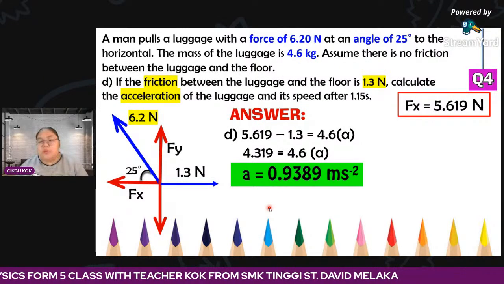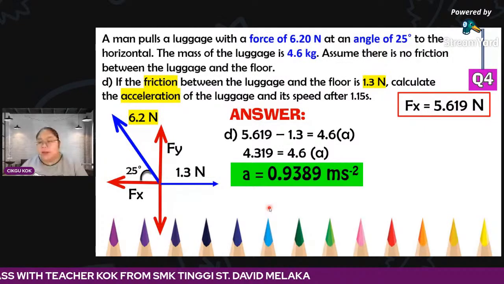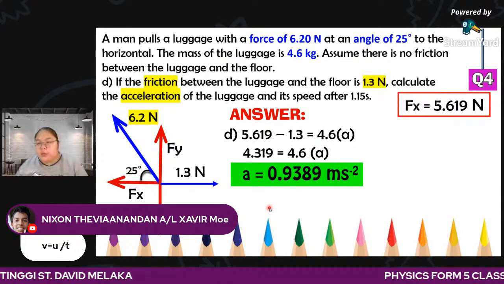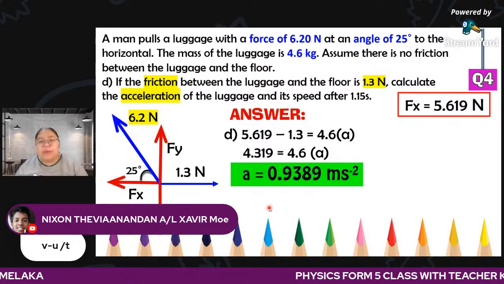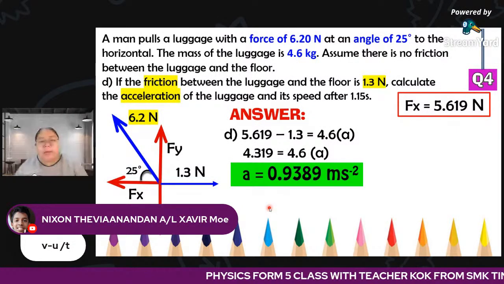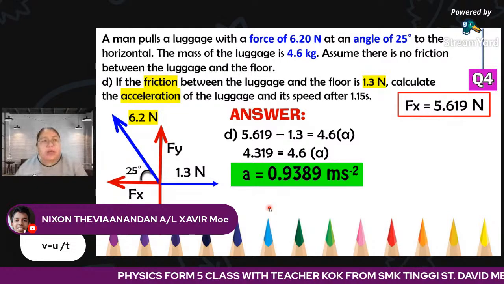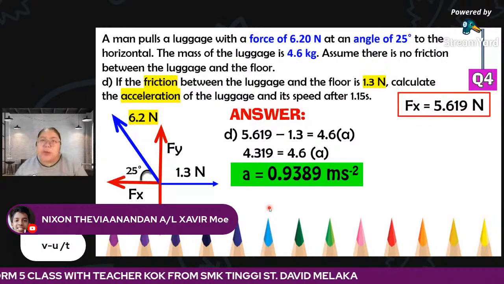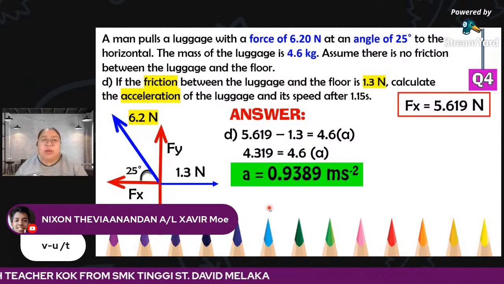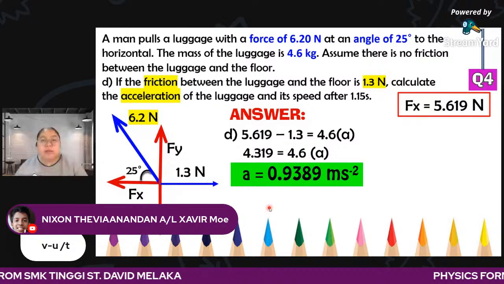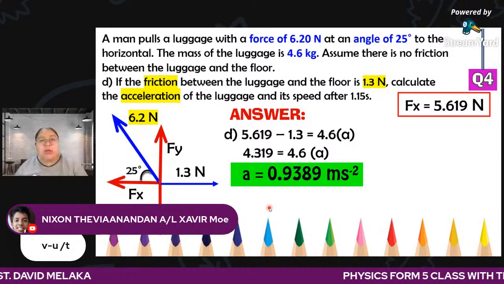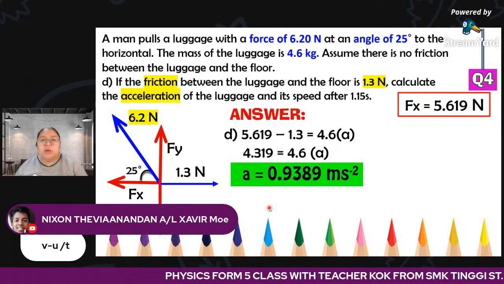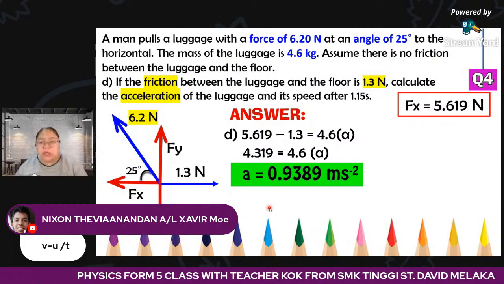Okay, V minus U over T, correct? Okay, but now the question just wants to find speed only, so we don't care about V or U. From here, you got acceleration already, so that means I can find the speed. Agree? Okay, we use the formula for acceleration to find the speed. So V minus U, we just ignore. We just take V only. So V over T equals A. So you want to find V, so you take A multiplied by T.